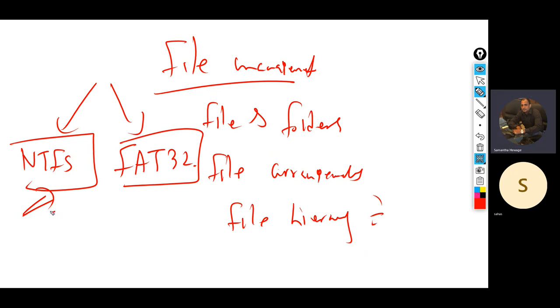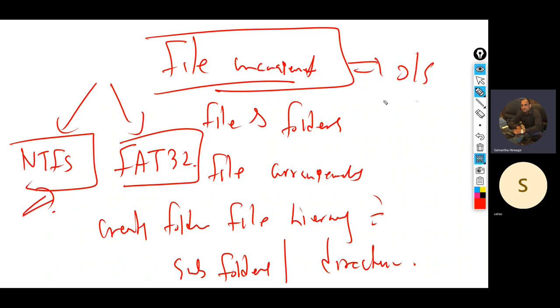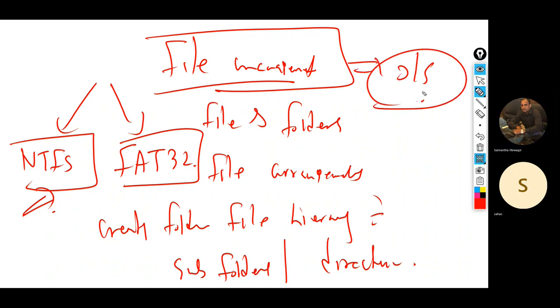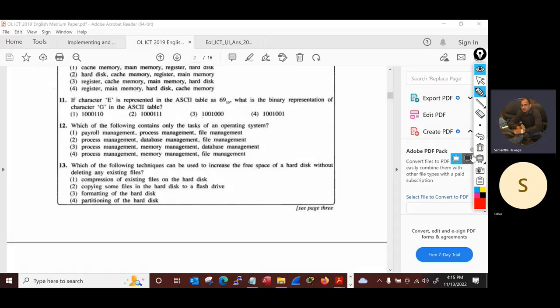So this file arrangement, creating folders, subfolders, creating directories, these are all done by file management. So that is done by the operating system. Got it? Yes, sir. So these are three tasks, right?